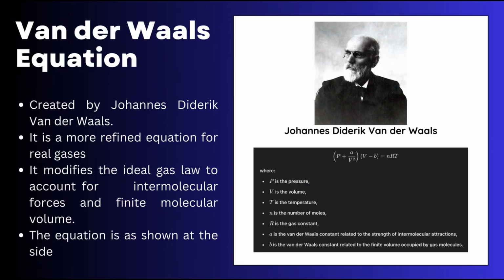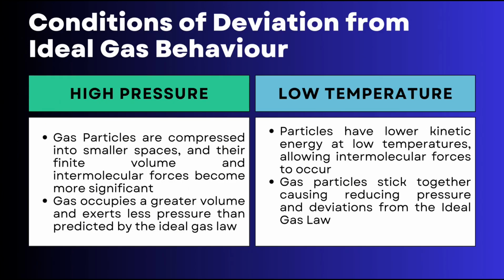And due to all those deviations of ideal gas behavior, a scientist named Johannes Frederik van der Waals created a more refined equation for real gases called the van der Waals equation, which modifies the ideal gas law to account for intermolecular forces and finite molecular volume. The equation is as shown at the side. And based on those deviations, there are two conditions that we can take from the deviation from ideal gas behavior, which is high pressure and low temperature.